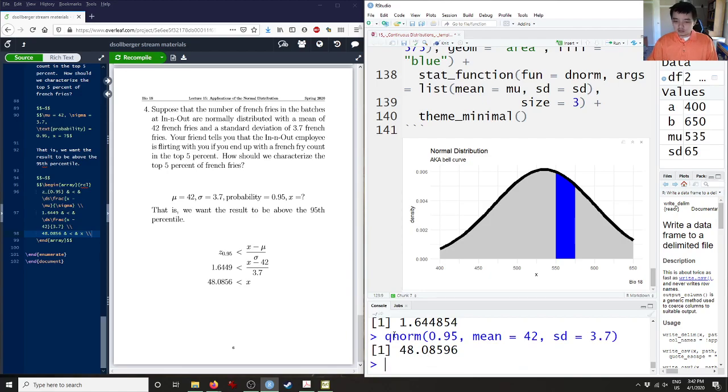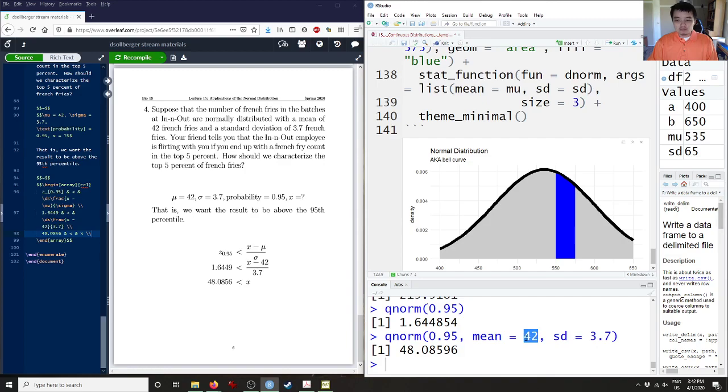So again, when I did that qnorm function with the original mean and standard deviation from the word problem, that actually finished the entire calculation. From start to finish, at In-N-Out, you know you have an unusual amount of french fries if you get at least 48 french fries in your batch.